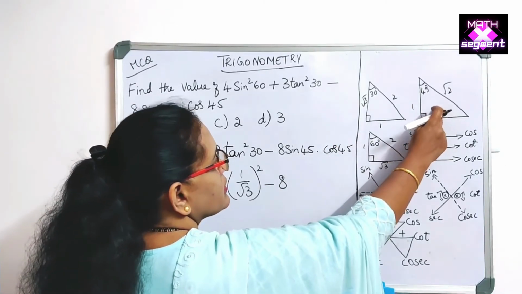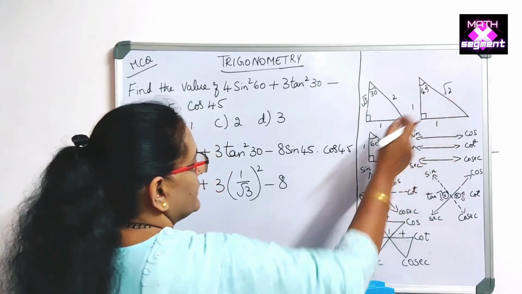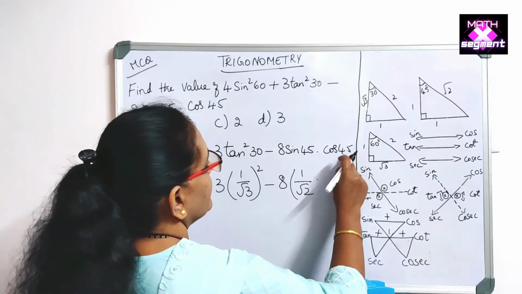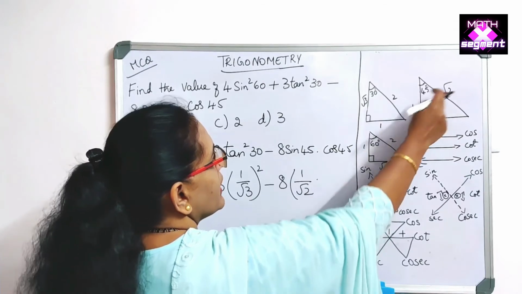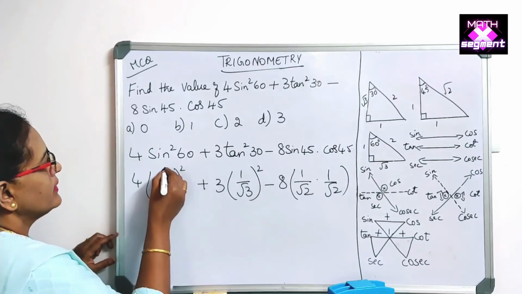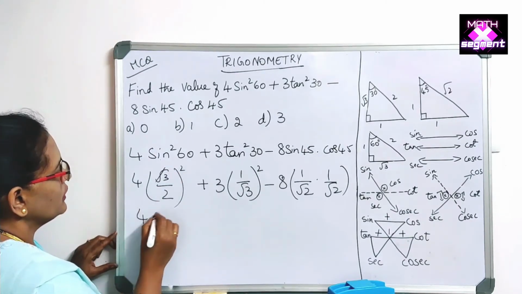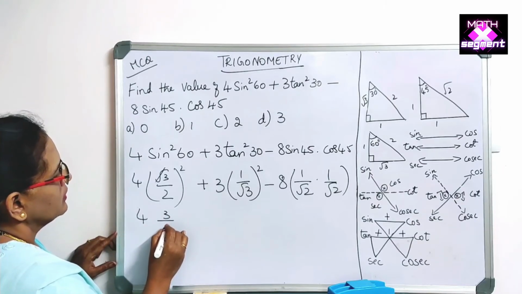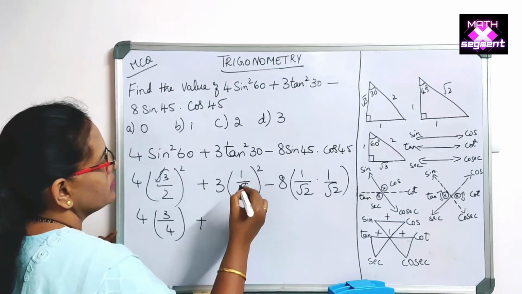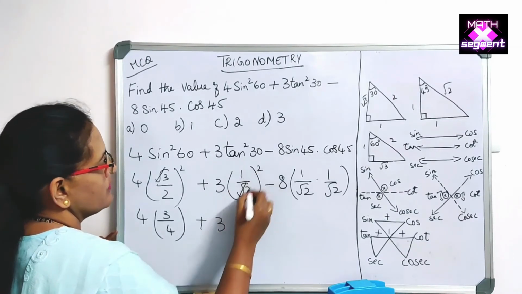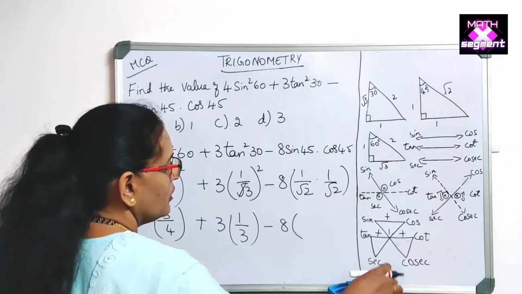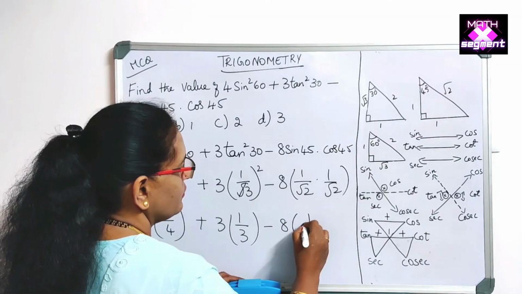Minus 8 into sin 45. Sin 45 is opposite by hypotenuse, so 1 divided by root 2, into cos 45. Again cos 45 is adjacent by hypotenuse, so it is 1 by root 2. Here the square and the root get cancelled, so this becomes 4 into 3 by 4, plus 3 into 1 square, which is 1 only, 1 divided by 3, minus 8 into 1 by root 2 into 1 by root 2, which is 1 by 2.